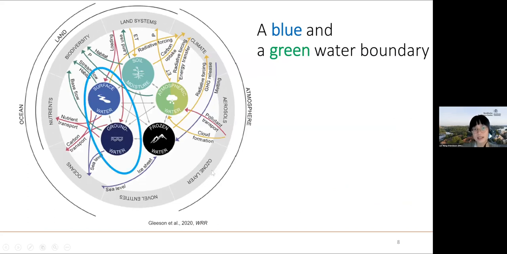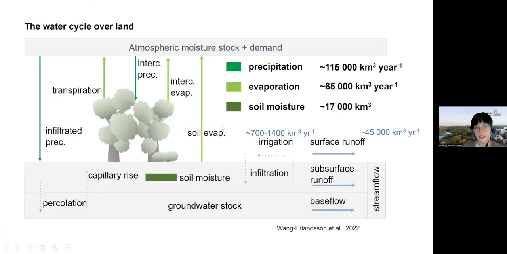So what we suggest is a compromise, because the planetary boundaries still need to communicate the complexity and summarize what is going on with our system. We suggested dividing it into two, a blue and a green water planetary boundary. The blue one encompasses the surface and groundwater, and the green includes the soil moisture and atmospheric water. The green water here broadly includes precipitation over land, all evaporation over land, and soil moisture.